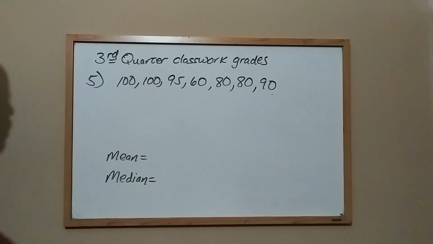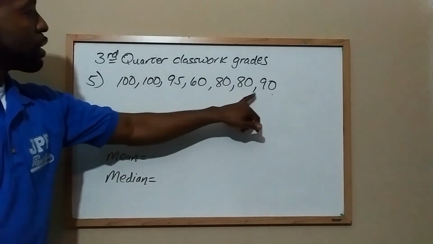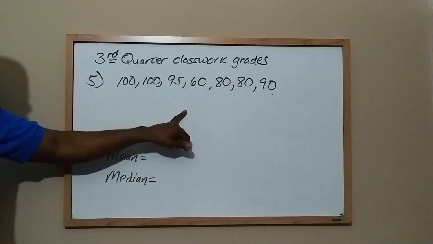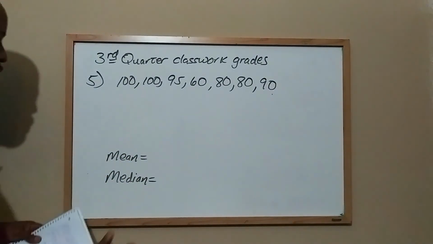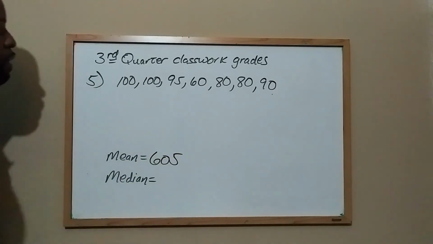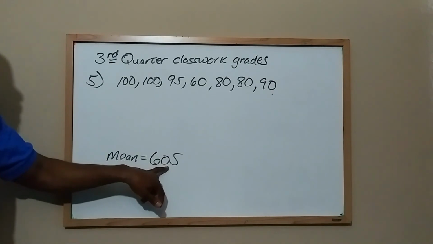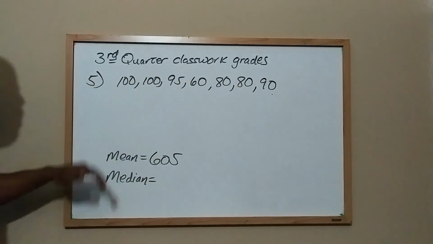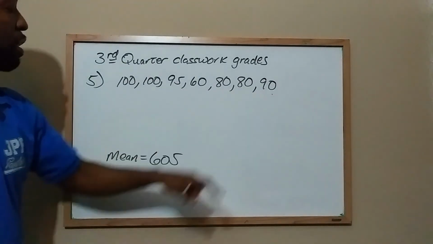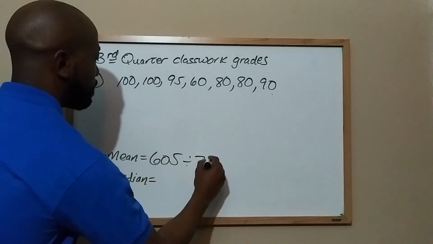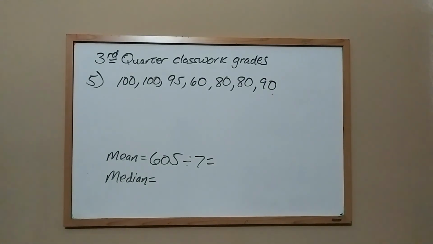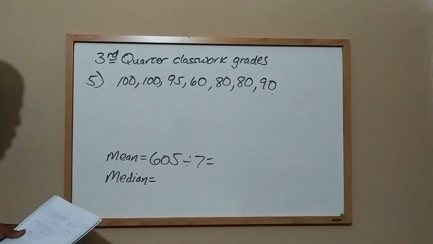So for the mean for this data set, we're going to add up all the numbers that I give you. All right, so we're going to add up 1, 2, 3, 4, 5, 6, 7 numbers. When we add up these 7 numbers, we get a total of 605. We take this total, which is 605, and divide it by the amount of grades that were given in the list. 1, 2, 3, 4, 5, 6, 7. So 605 divided by 7. If we do 605 divided by 7, we get another decimal answer.